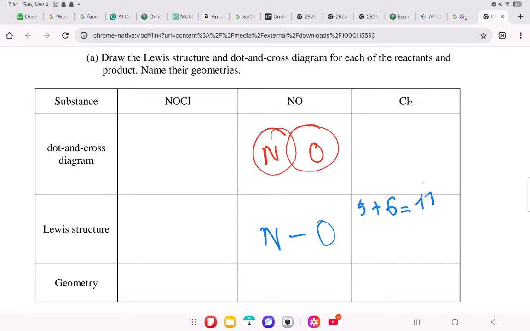So that's gonna be 11 minus 2, that's gonna be 9. 9 divided by 2, 4.5 lone pairs. This 0.5, it's more preferable to put it on the nitrogen. So here it's gonna be 1, 2, 3, 4, and then 5. Now, of course, nitrogen doesn't complete the octet.